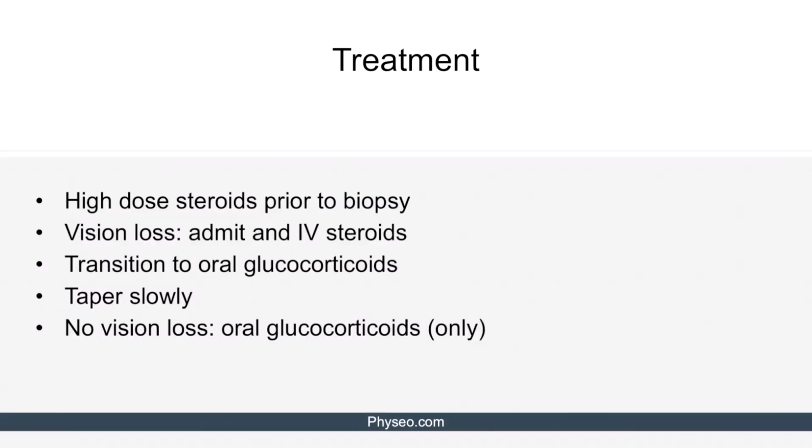Immediate treatment is required once a patient presents with signs and symptoms of temporal arteritis. In fact, you give high-dose steroids even before the biopsy is performed, especially if the clinical suspicion for temporal arteritis is high enough. Now, admission is necessary if there's any visual loss present, and in that case, you would make sure you're giving IV steroids, but eventually, you'll transition the patient to oral glucocorticoids, and then you, of course, taper them slowly. Now, if vision loss is not present, then treatment can be limited to oral glucocorticoids.